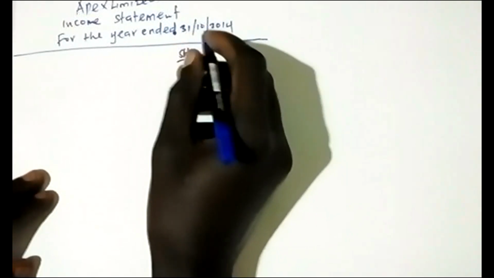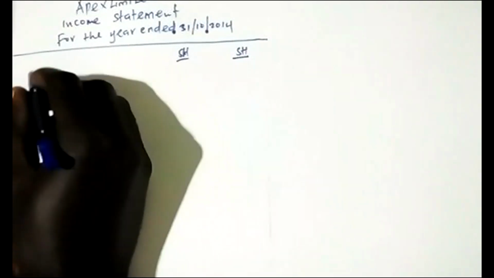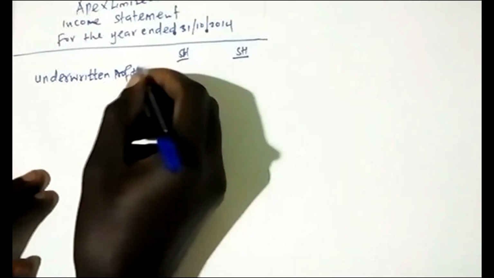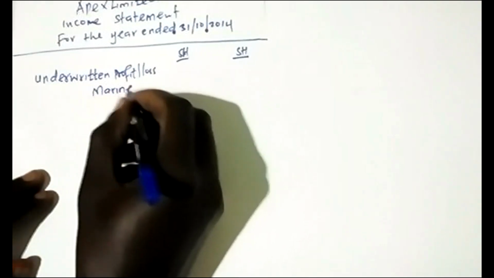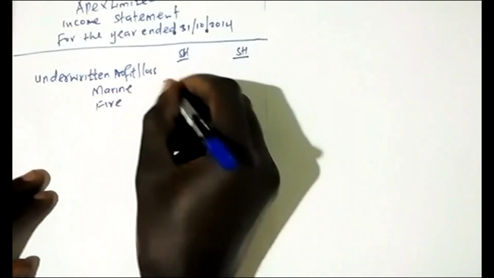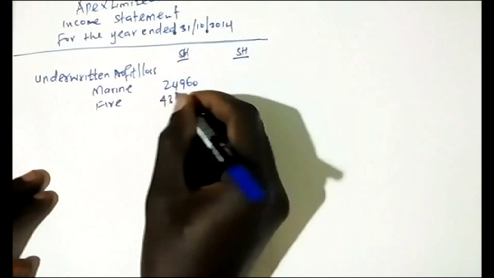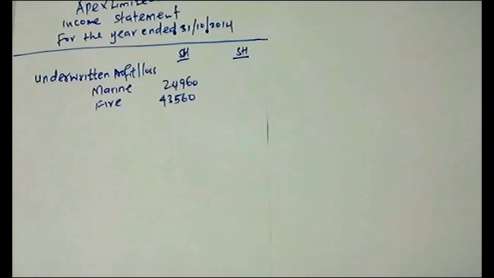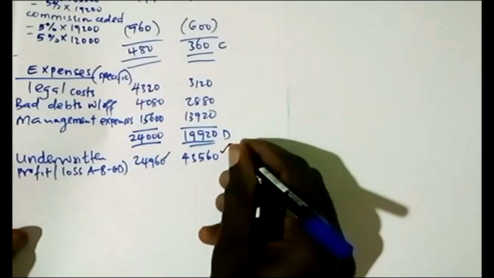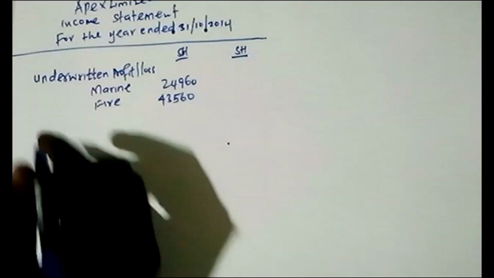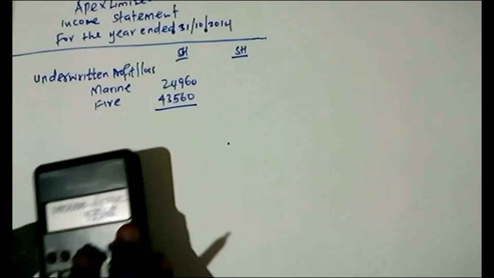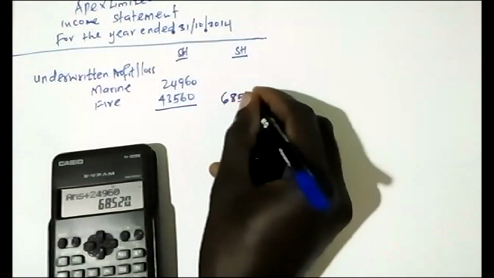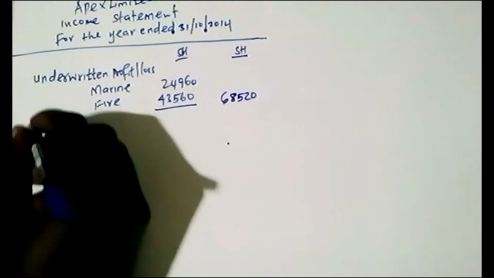So this one is very simple. Remember that we will start from the underwritten profit or loss, which we got from our first revenue account. That is for the marine and for fire. The ones you got at the end, so it was 24,960 and 43,560. So before I add the incomes, I need to get the total of the two, so plus 24,960. So this one is 68,520.